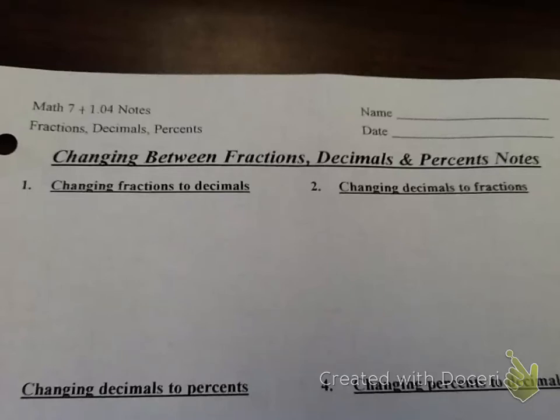Alright, 7th graders. Today we're talking about changing between fractions, decimals, and percents, which is another day of review. So, changing from fractions to decimals. Let's say we have 3/4 as our fraction, and we want to change it to a decimal. We just divide.